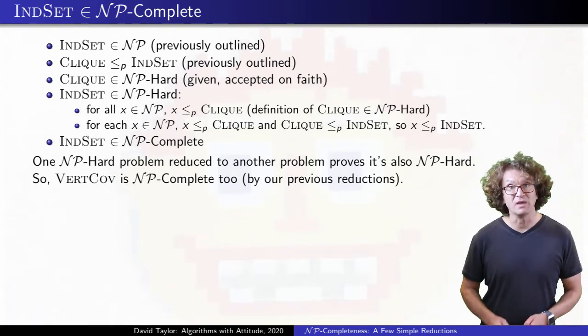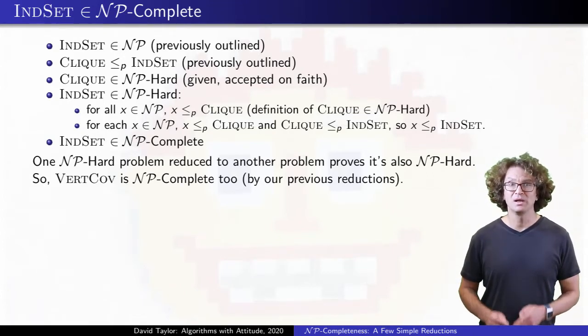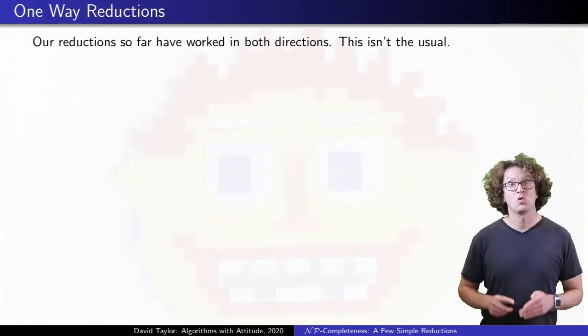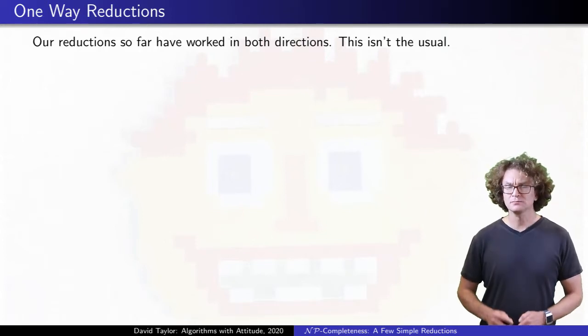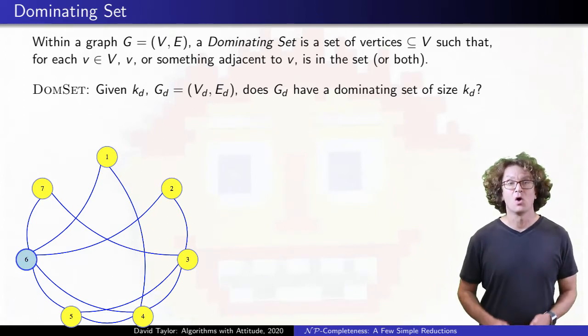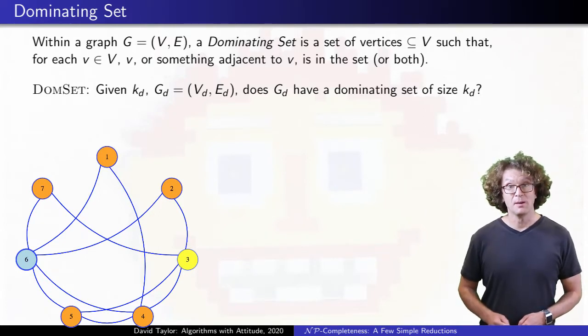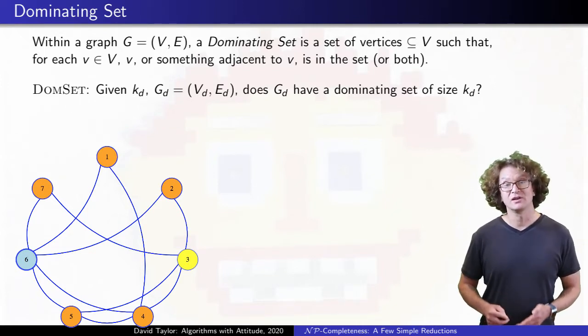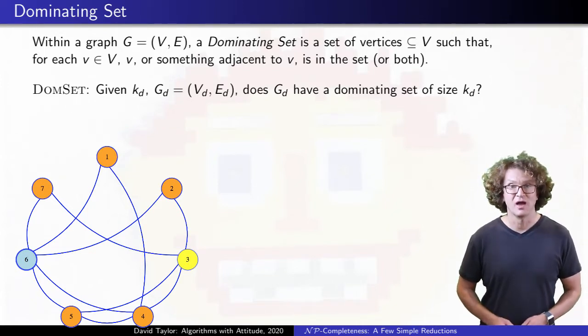That covers the basics of the definitions, but it's a bit misleading to only show you reductions that work in both directions. Those are pretty rare, so I want to show one more. In a graph, a vertex dominates itself and all adjacent vertices. In this graph, 6 dominates everything except 3. A dominating set is a set of vertices that dominate all vertices in a graph. And we can ask if a graph has a dominating set of a given size.